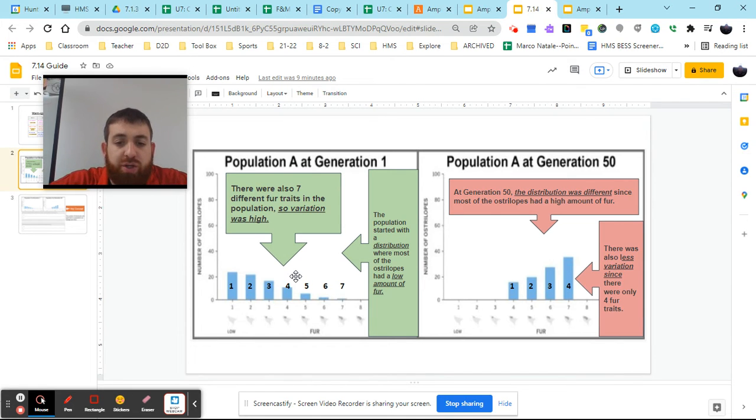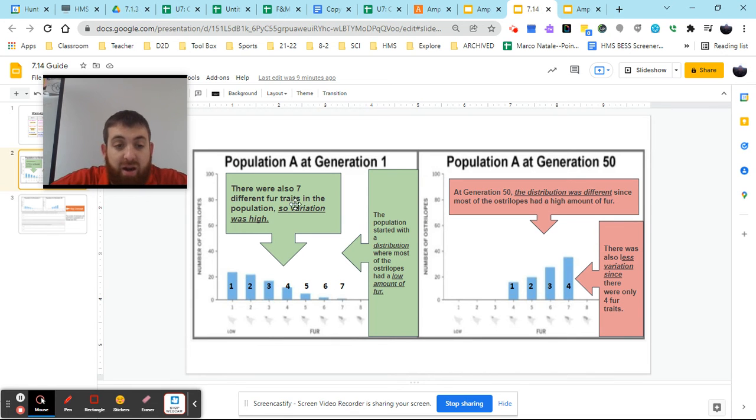When we look at the distribution of this trait, we can say that the distribution was mostly low-furred australopes, meaning if we look here, we have more low-fur australopes with 1, 2, and 3 than we do with medium, or even more, obviously, with the high. We have no distribution of 8s, 9s, and 10s.